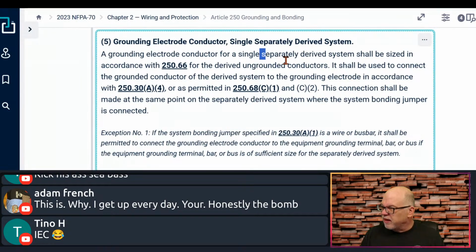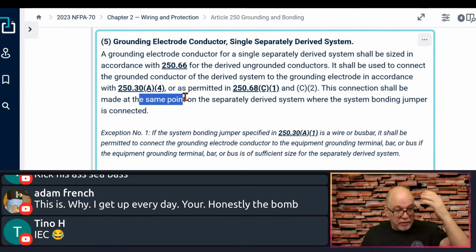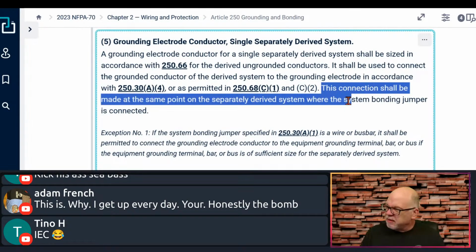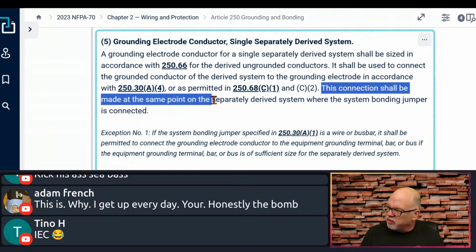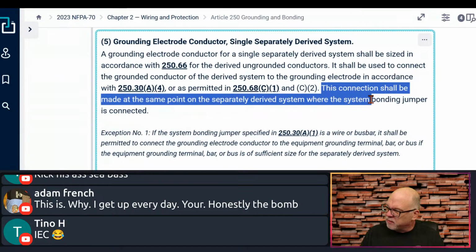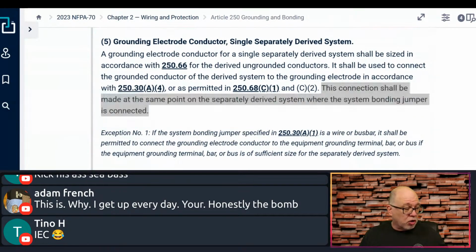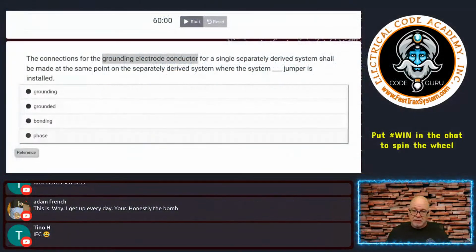And you go on to there, but we're at this point right here because in our brain, we saw this right here. Same point. That was in the question. Same point, same point. So we saw it, and here's what it says. It says, this connection shall be made at the same point on the separately derived system where the system bonding jumper is connected. And that answers our question. So obviously this is a system bonding jumper.